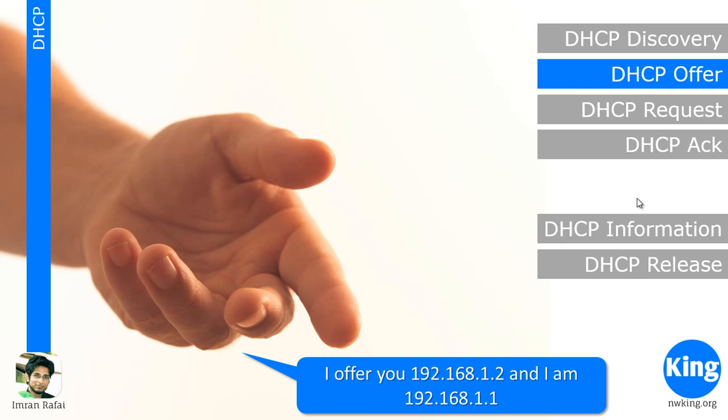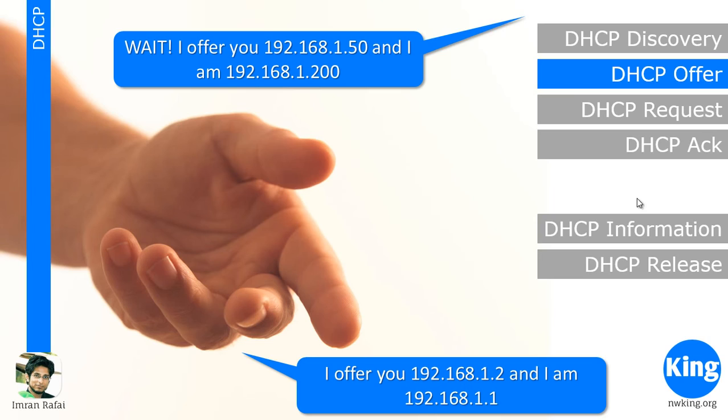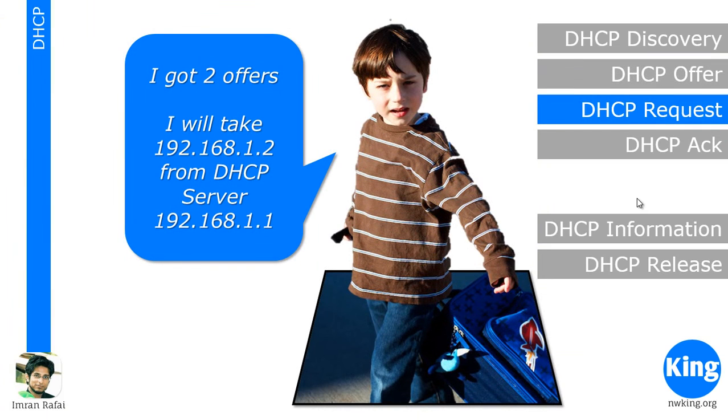Now if there are more than 1 DHCP servers configured in this network, even the other DHCP server would have got the broadcast from the client, and he too would offer an IP address, like in this case 192.168.1.50, and it would tell that the server's IP address is 192.168.1.200. Now ideally we wouldn't configure 2 DHCP servers in the same network, but sometimes it happens, right? So when this DHCP offer is sent back, the client gets 2 DHCP offers. Now it's up to the client to decide which DHCP offer it wants to accept. So let's assume that it wants to accept the first one.